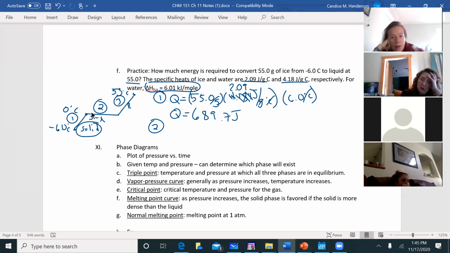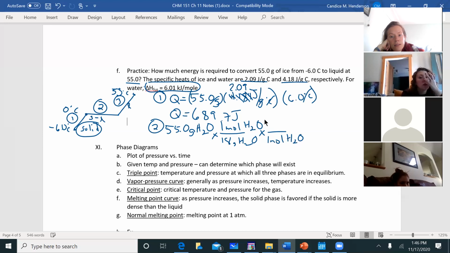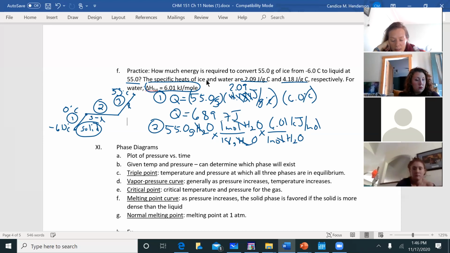Sorry about that. So there's our heat of fusion. We have 55 grams of ice, so 55.0 grams of H2O. I need to convert that into moles. So every 1 mole of H2O is equivalent to roughly 18 grams of H2O. And then I know that for every 1 mole of H2O, I get 6.01 kilojoules per mole. Cancels. And then we just plug that into our calculator, and it is 18.3 kilojoules.